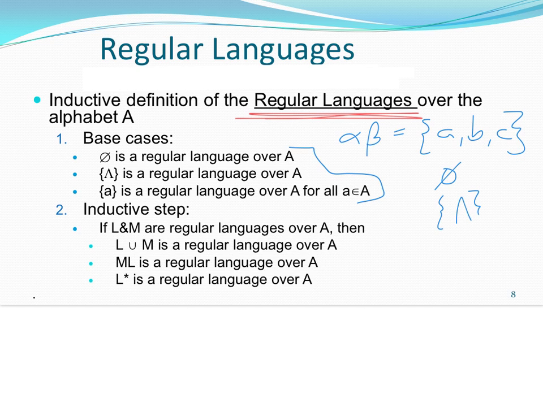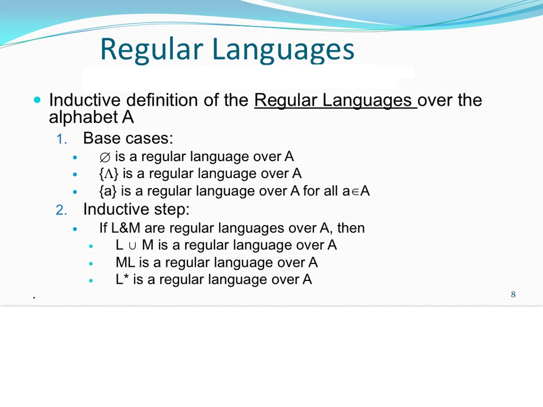The set containing lambda is a regular language. The set containing just the symbol A, but that's the string A, right? A string made up of just one letter A. That's a regular language. So is the set containing just the string B. So is the set containing just the string C. Okay, so that's what we know from our base case. Let me clean that up and then we'll talk about the inductive step.